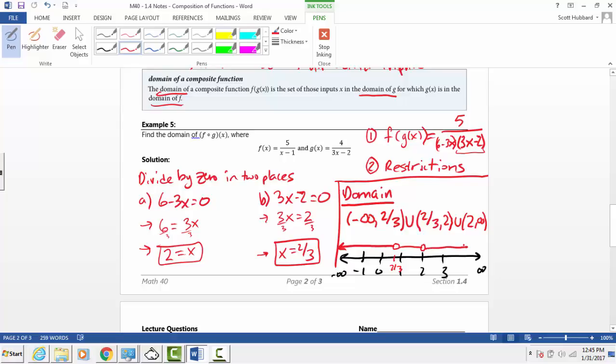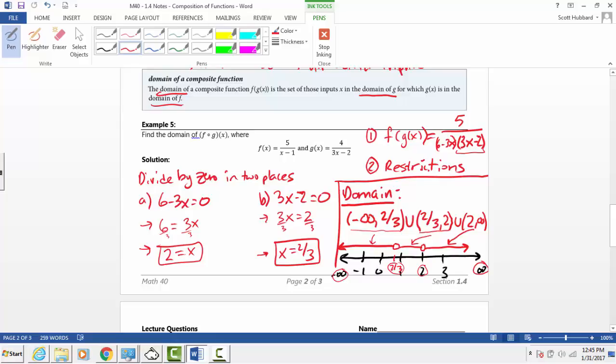0 and 2/3. So x can be everything on the number line except those two numbers. And you see why there's 3 intervals now? The first interval is negative infinity up to 2/3. So that's that first interval. But then I also have to have 2/3 up to 2, which is this interval right there. And then I have to have 2 to infinity, which is this interval right there. So that's the domain for that.